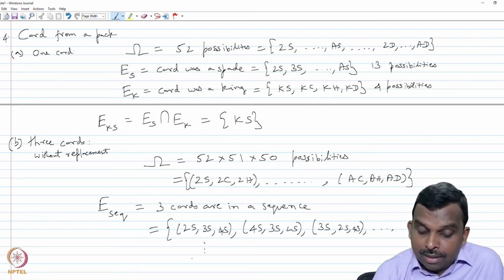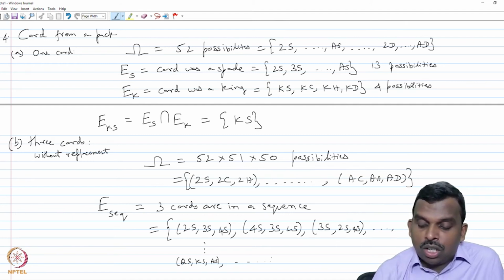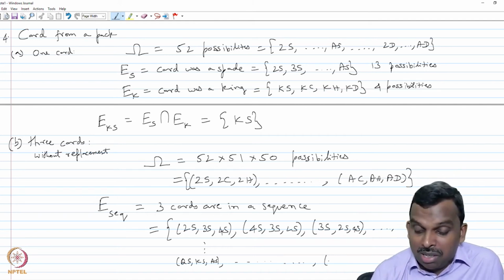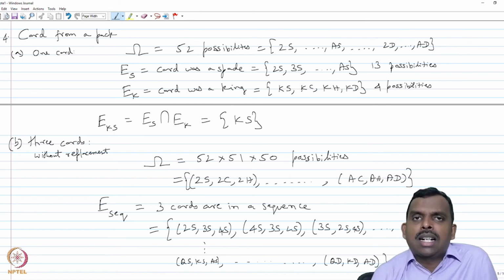In fact, even in spades, you can go up to queen of spades, king of spades, ace of spades, and then on and on. So many possibilities are there, right? In all the different orderings in which you can get it. So the last one maybe is queen of diamonds, king of diamonds, ace of diamonds. So this is quite a big event. Just drawing 3 cards from a pack, and if you ask that the 3 cards are in a sequence, the event becomes really, really big.